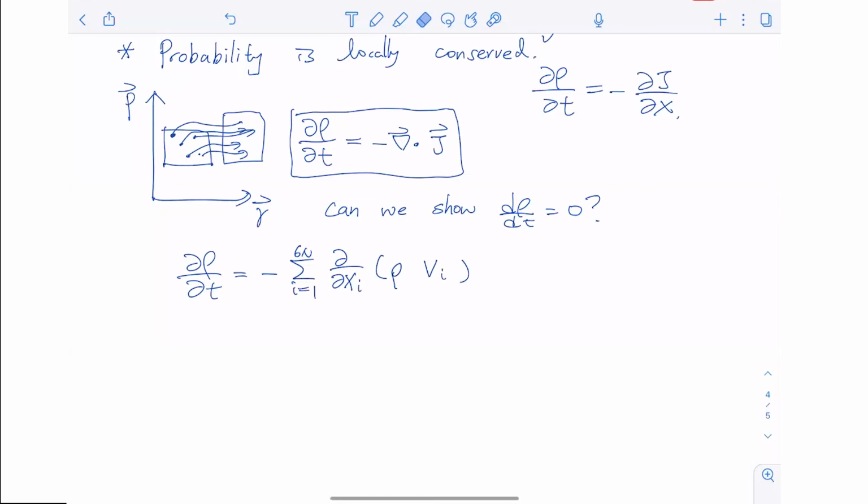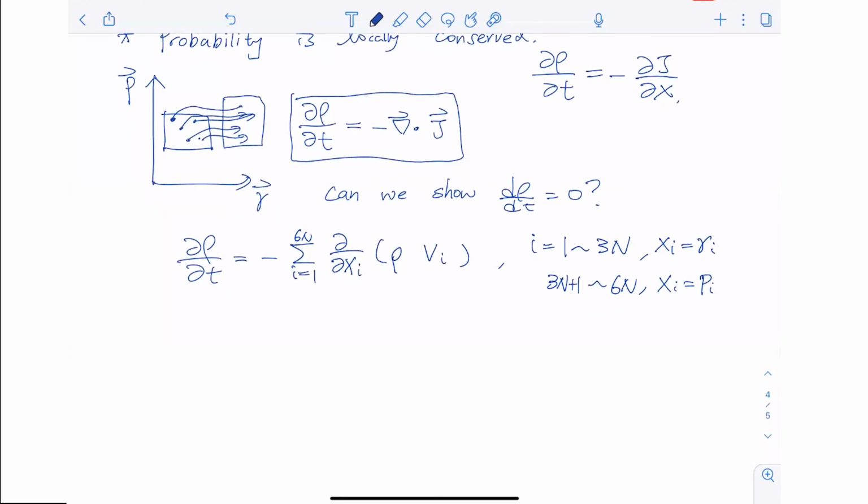Maybe I should just use the usual product, not to confuse everybody. When I is labeling from 1 to 3n, it is labeling the coordinates. When I goes from 3n plus 1 to 6n, it is representing the momentum pi. So that's basically a formal rewriting of the right-hand side of the equation.